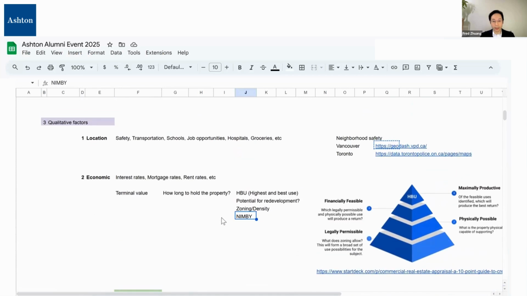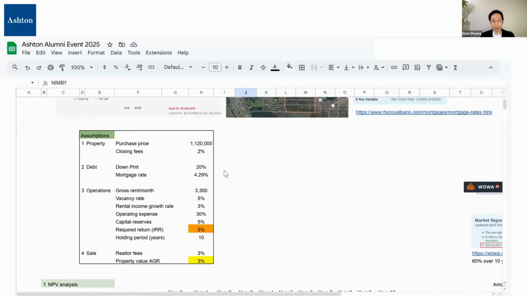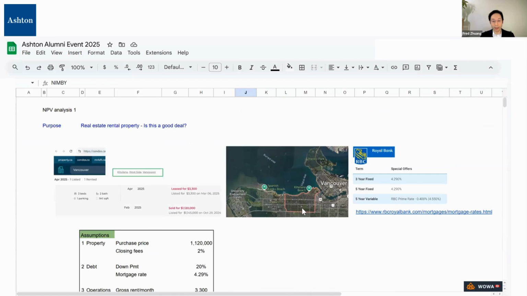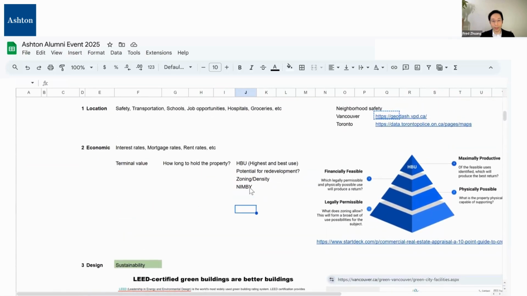The other one, NIMBY, is a term referring to not in my backyard. So think about a prime location in Kisangani. How likely is it, if you are in this area and a developer comes in and hopes to build a huge tower, that you're just going to say no? So that's another factor that can impact the terminal value.